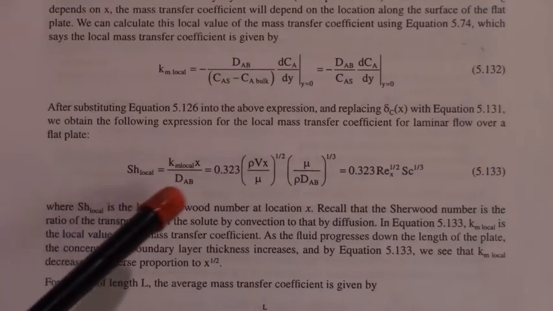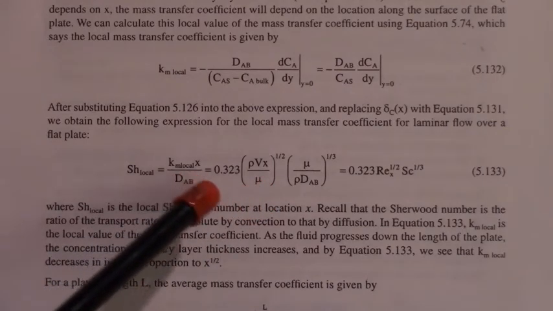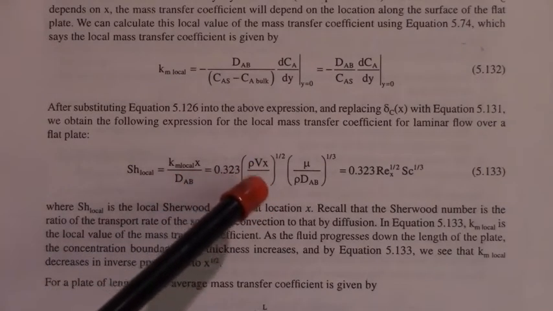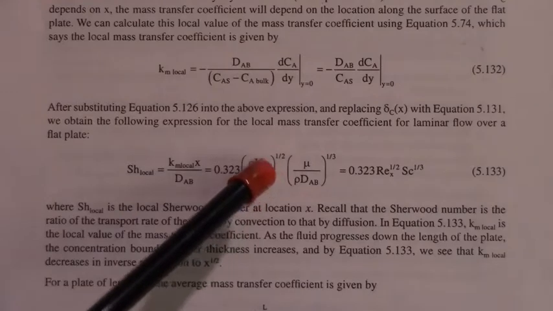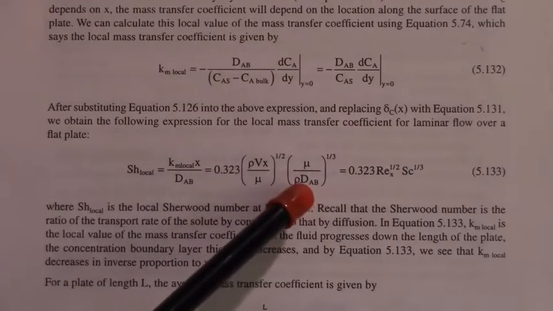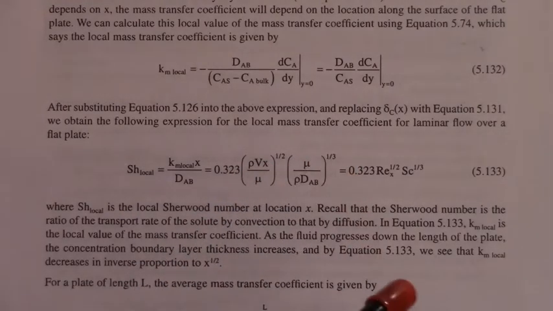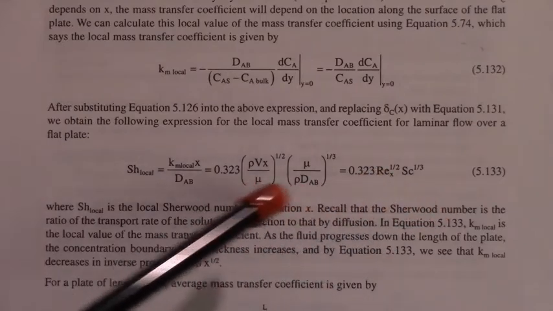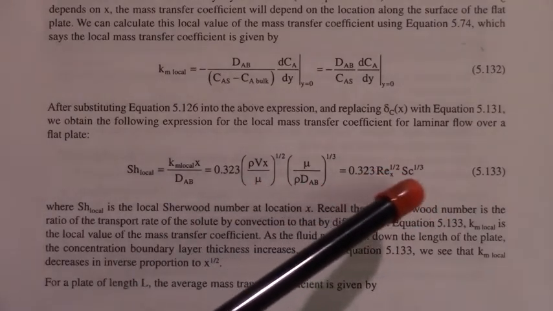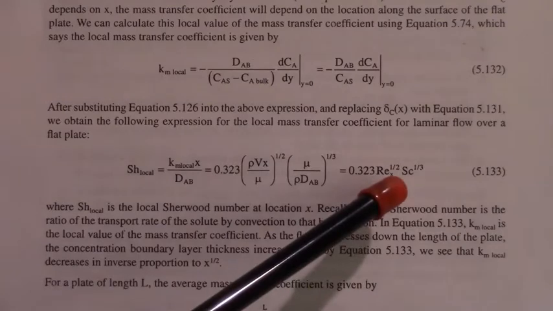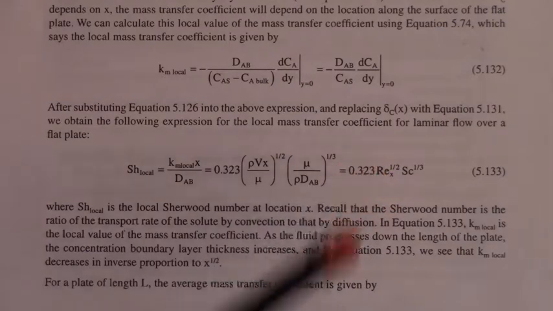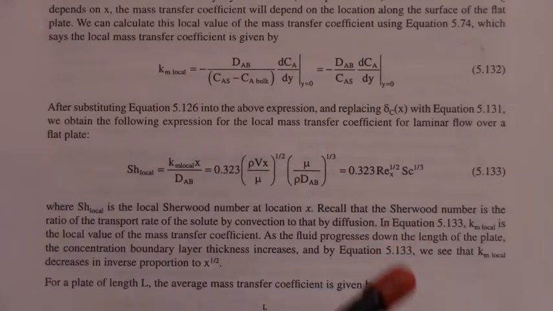Here's the Sherwood number. You can see the local value is proportional to the Reynolds number to the 1/2 power, and we see the Schmidt number in there to the 1/3 power. If you just write it in terms of the Reynolds and the Schmidt number, it looks like this. The little x on the Reynolds number is just to remind you that the characteristic dimension in the Reynolds number is the local position x.